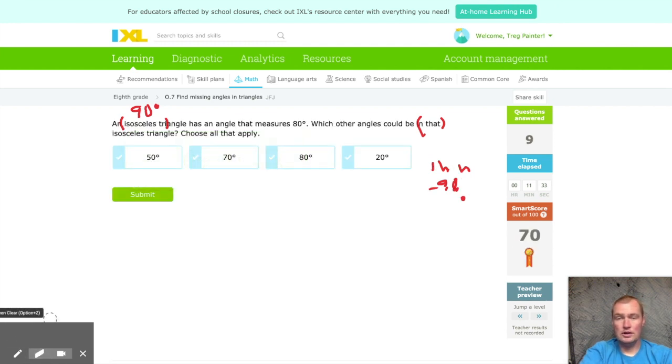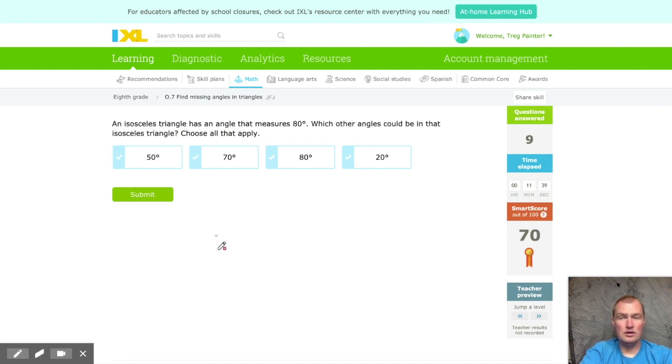All right, multiple choice. I love it. Okay, an isosceles triangle is where two of the sides are the same. For example, this side and this side are matching. So in an isosceles triangle, two sides are matching, and it has an angle that measures 80 degrees. So let's just call here 80. Now, if these two sides match, this would mean these two corners would also match. So what other angles could be in that isosceles triangle?